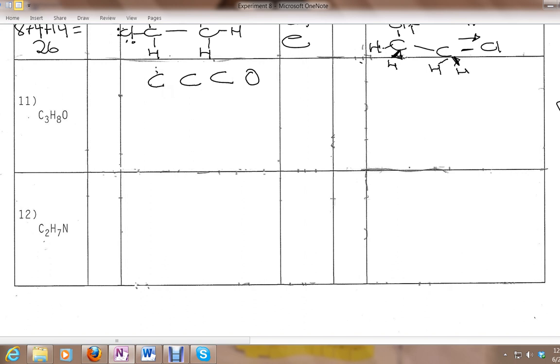Now we got one hydrogen, two hydrogen, three hydrogen. Let's bond it with a single bond. Four, five, six, seven. Where do we put the other one? Here. Eight. You see how it comes by itself?